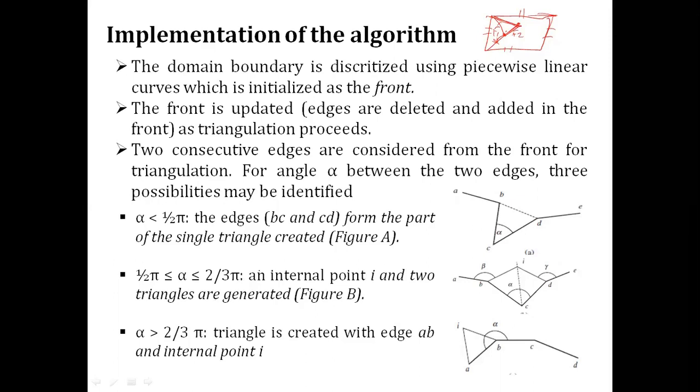Now, how to define the front? What they did was they assumed an angle. Basically, this angle is called alpha. What they thought was that this alpha can have three basic values: either alpha can be less than 90, alpha can be equal to 90 and less than 120, or alpha can be greater than 120.